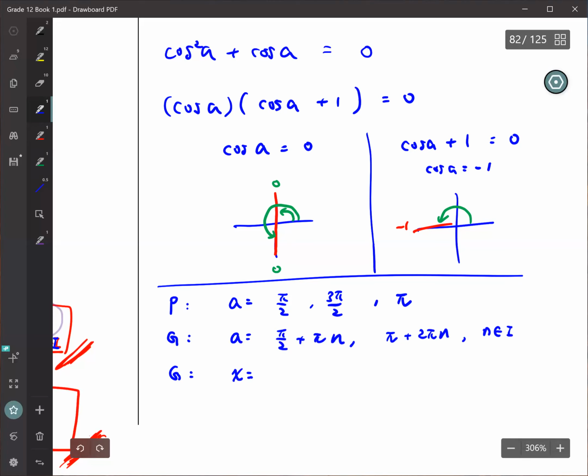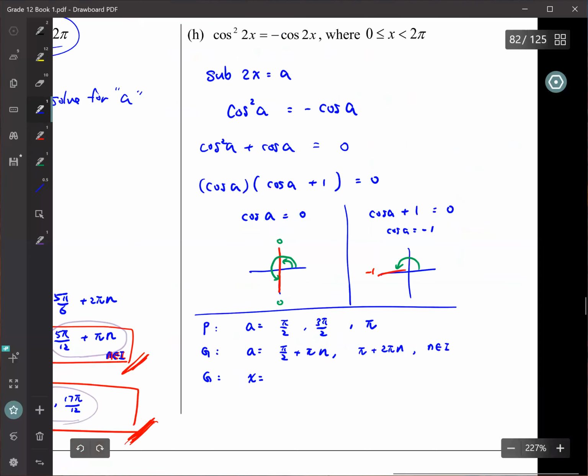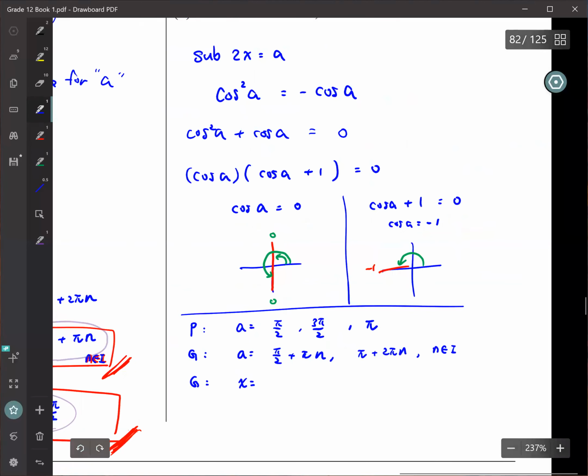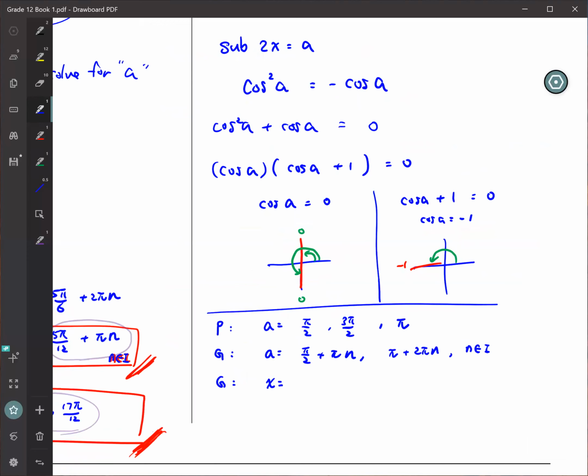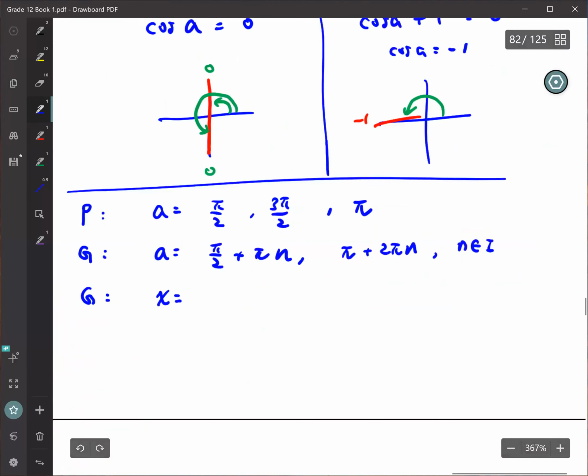Okay, finally, we need to get x, right? x has to be half of A, because A is 2x. So we will divide it by 2. So pi over 4 plus pi n over 2, and pi over 2 plus pi n, n an integer. So that's the general solution.